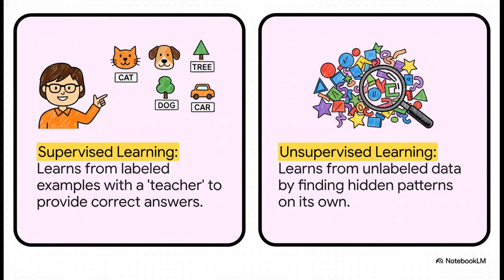That's a data set where all the answers are already labeled. The network's job is just to try and match those answers. Now on the right, you have unsupervised learning where there's no teacher at all. It's just given a giant pile of data and told, go find something interesting. We're going to start with the teacher first.